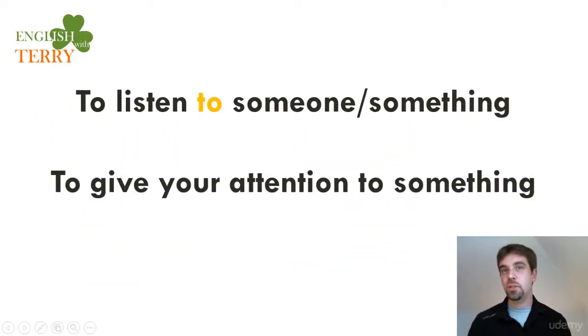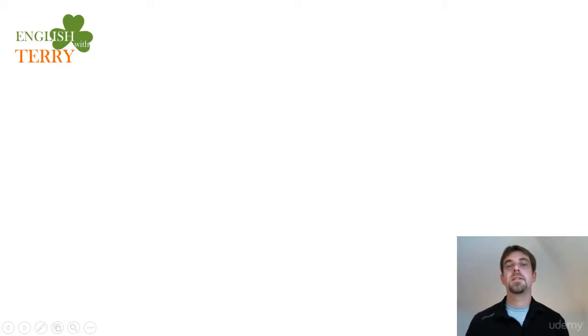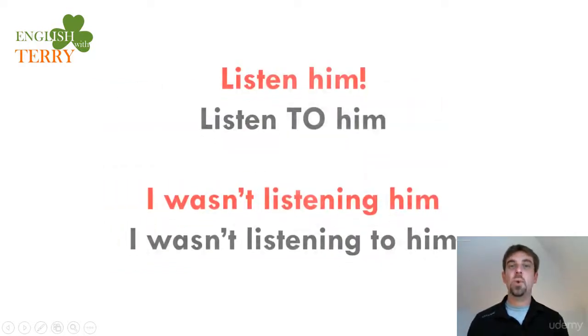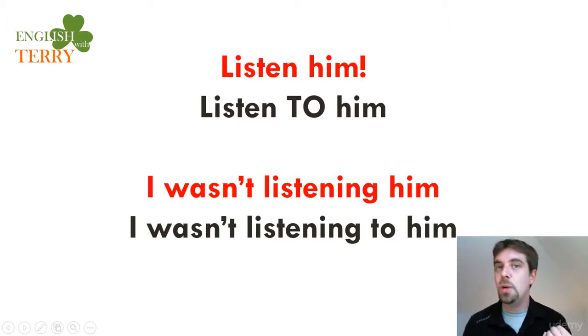So to listen to someone or something is to give your attention to this idea. The T is silent. It's not "listen" with a T, but "listen". To listen to me, you, him, her, us, them. We don't want the classic mistake of "listen him". I wasn't listening him. It's listen to him. I wasn't listening to him.